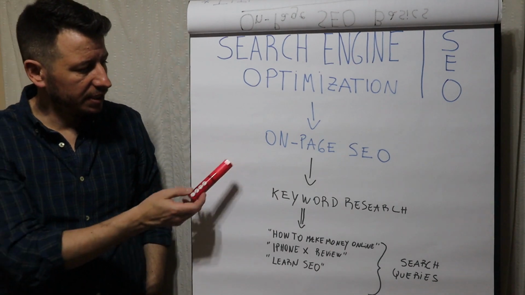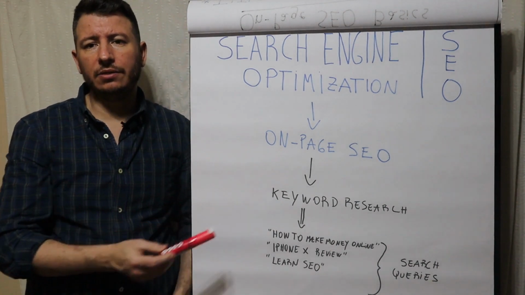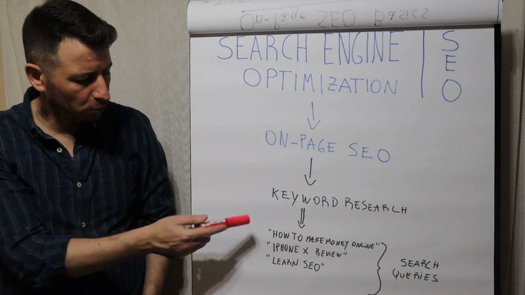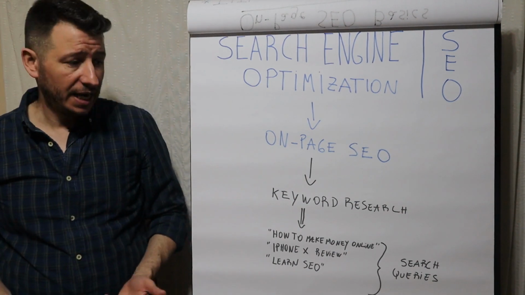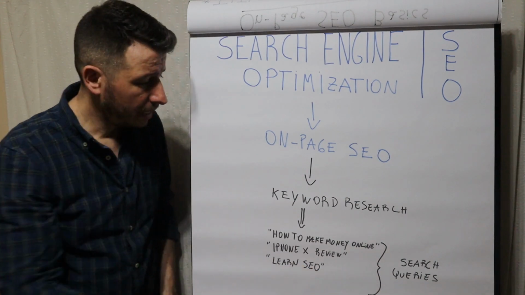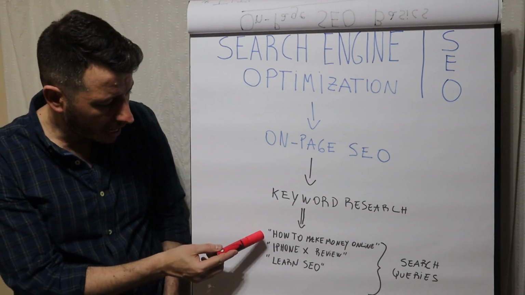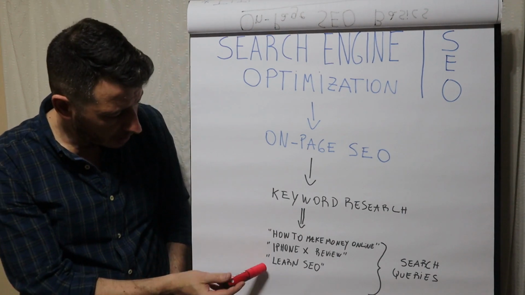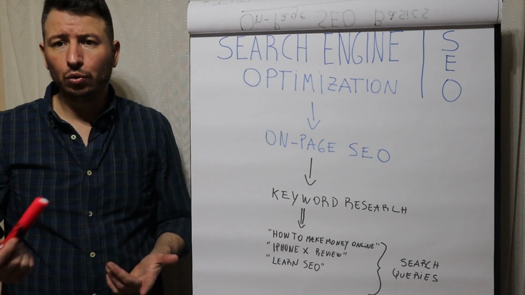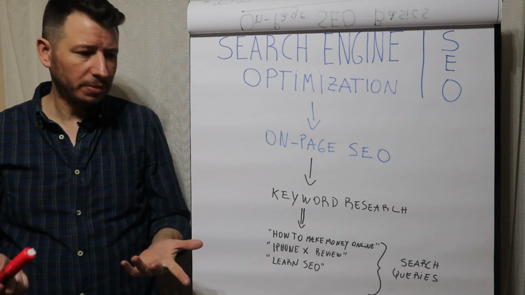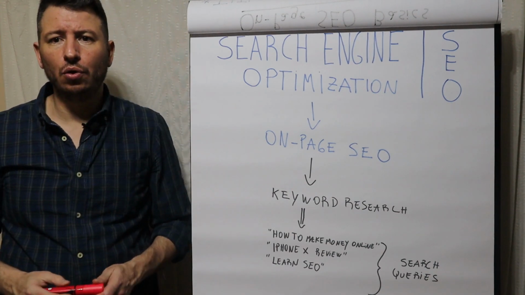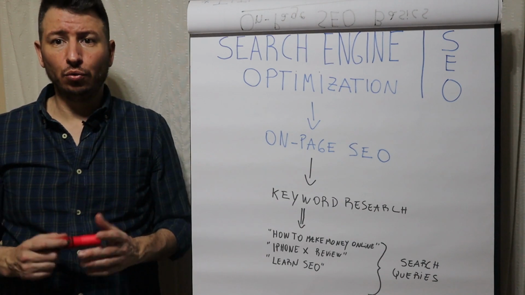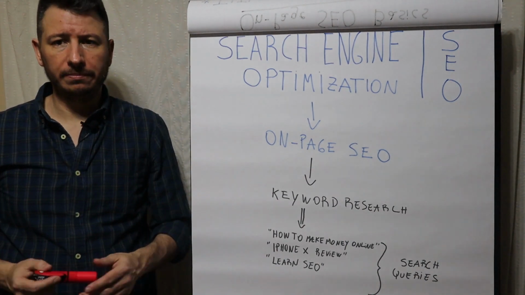For on-page SEO, the first activity is going to be doing a keyword research. But first, let's review what a keyword actually is. A keyword is a search query, and some examples are how to make money online, iPhone X review, learn SEO, how to lose weight. Those are some examples of keywords. So our content needs to be optimized to rank for those keywords.